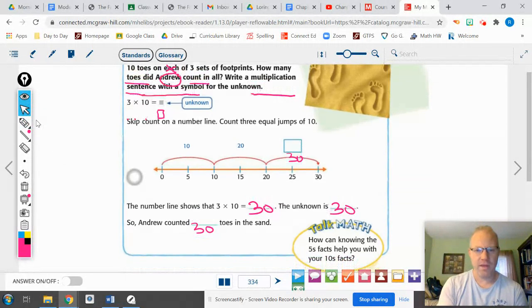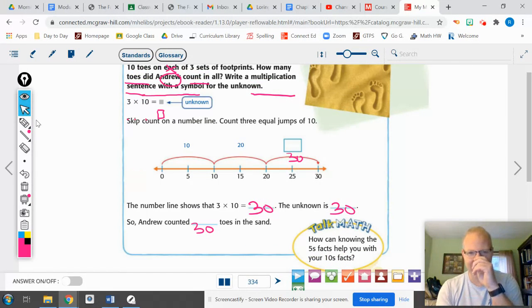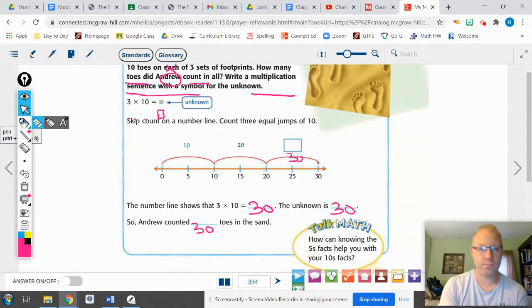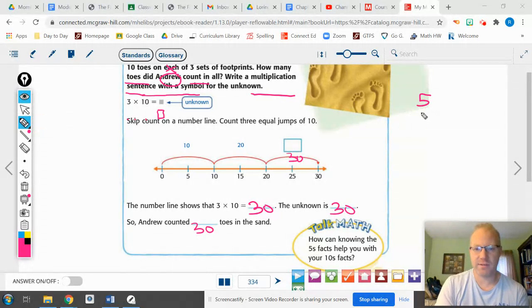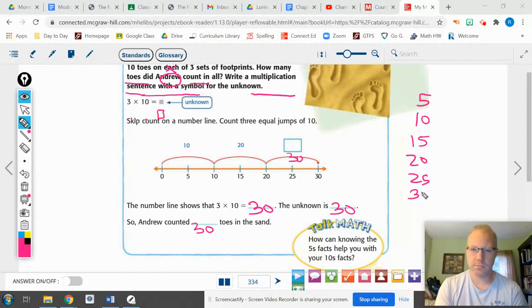And that brings us to how can knowing the fives fact help you with your tens? So let's take a look at our fives. What do you see as a relation between 5 and 10? The facts of 10.